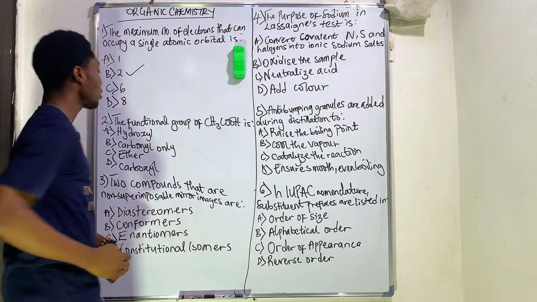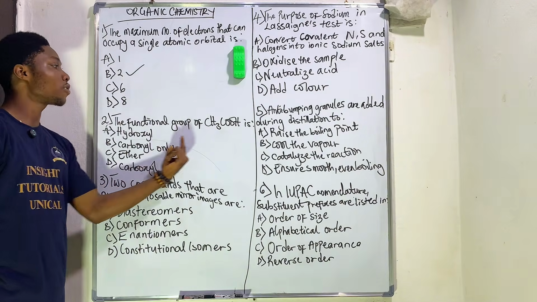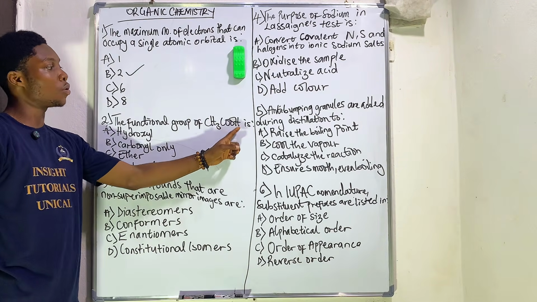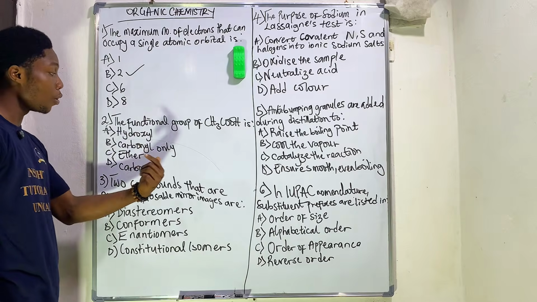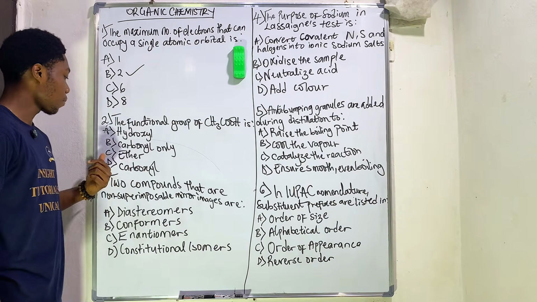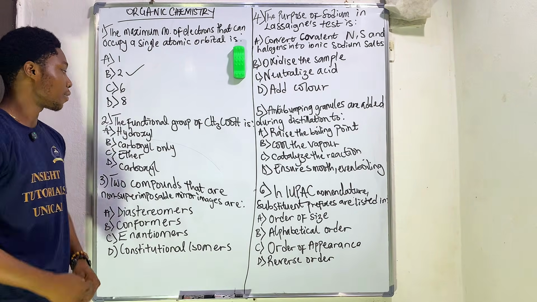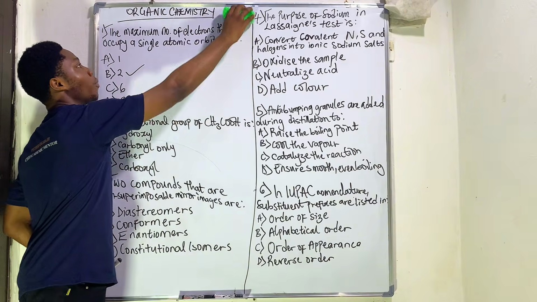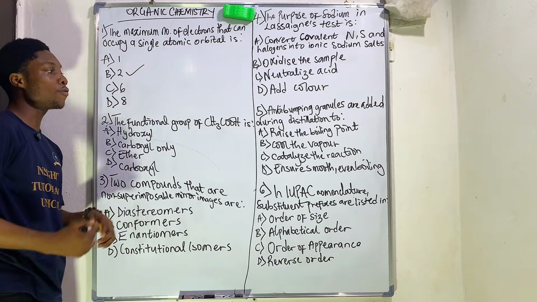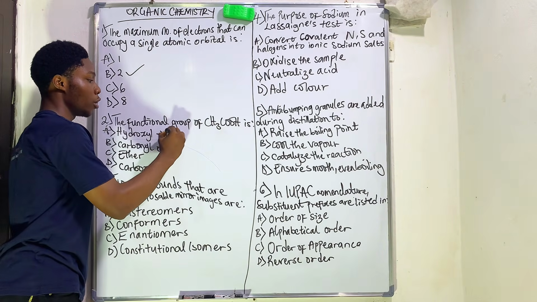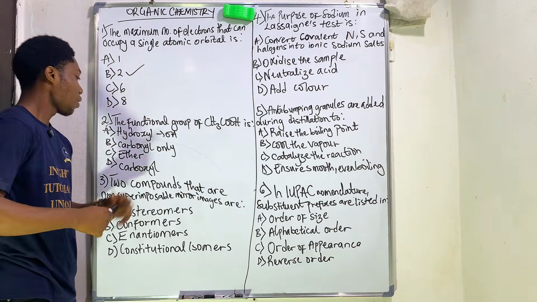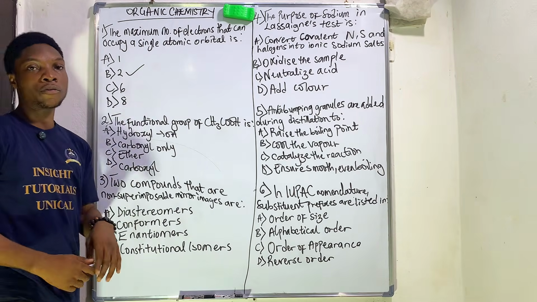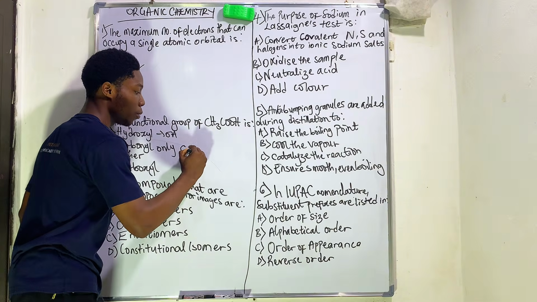Alright, so let's go on to the next question. The functional group of CH3COOH is A, hydroxyl; B, carbonyl only; C, ether; D, carboxyl. Alright, so we'll take each functional group one by one. The hydroxyl functional group is denoted by OH alone. Just OH. Now, secondly, the carbonyl functional group is C double bond with O.